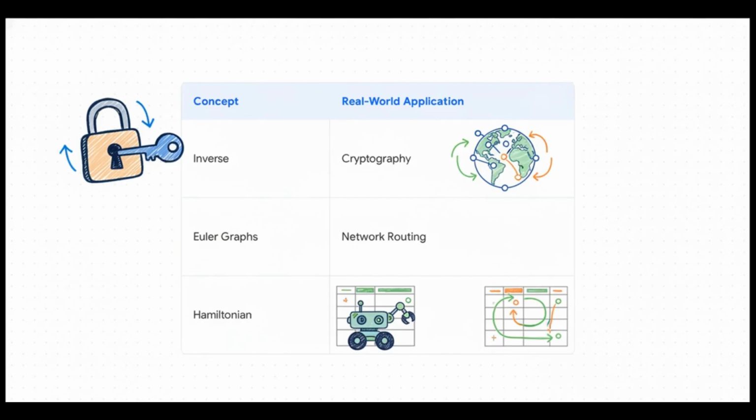Moving down, Euler graphs powerfully drive network routing and transportation. When literally millions of data packets travel across the global internet every second, Euler theorems help the algorithms find the most efficient pathways. And finally, Hamiltonian graphs are essential for robotics and intelligent systems, ensuring an automated robot can navigate a massive warehouse to collect items efficiently, all without wasting battery life revisiting the same locations.